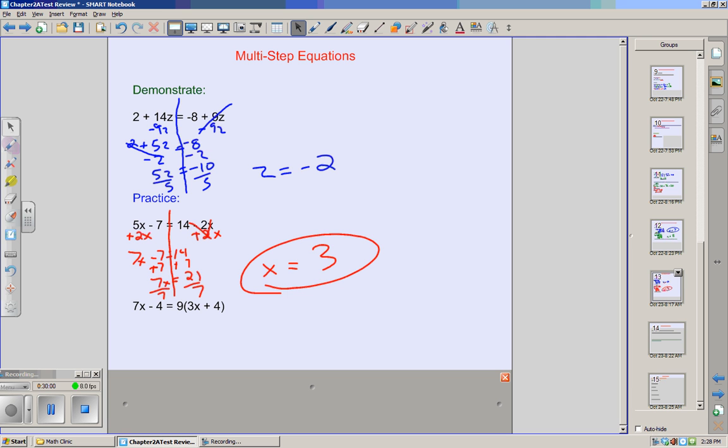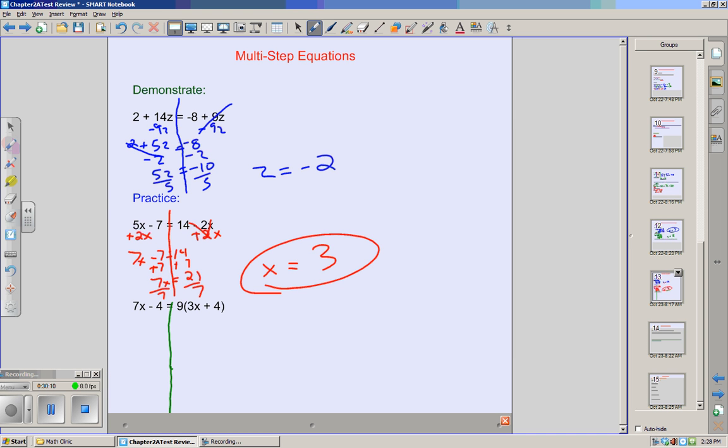All right. Everything we have learned, we are having fun now. So I draw the line all the way down. Get that out of the way because we'll need a few steps. So let's start with the distributive property. The 9 is right outside the parentheses, so I have to times it by everything within the parentheses. 9 times 3x is 27x. 9 times 4 is 36. And on the other side, I still have 7x minus 4 I haven't touched yet. Voila. We are in multi-step equations.